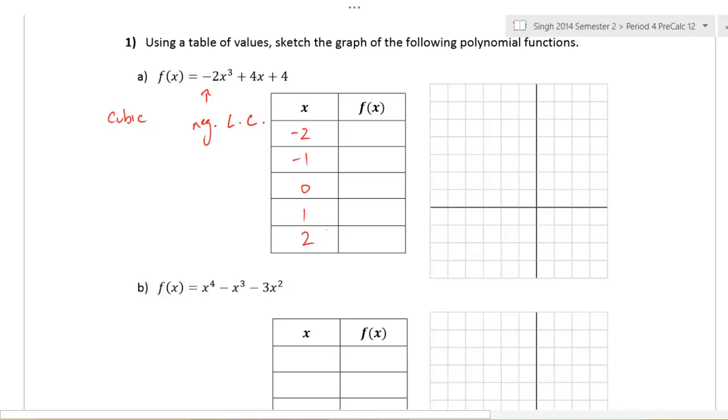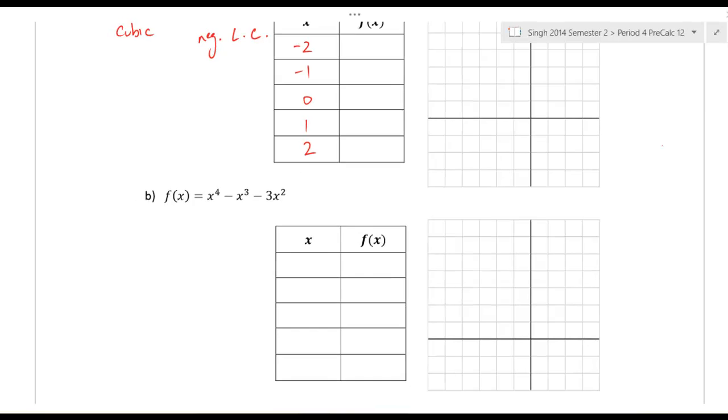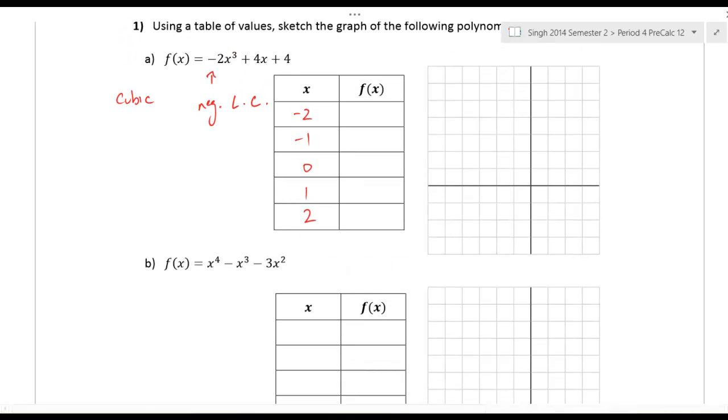So let's go ahead and plug those in. I'll give you a moment to plug these in and also try the next example at the same time. Table of values, use the general points, and then create the general shape of that graph. Alright, so once you've done that, the points you will end up with are going to look something like this: negative 2, 12; negative 1, 2; 0, 4; 1, 6; 2, negative 4. And my first step is going to be to plot these points.